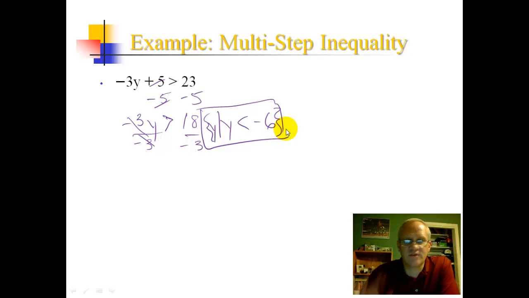Again, normally we would graph it here. I'm not going to take the time to graph this, but it would be an open circle on -6, and your arrow would go to the left.